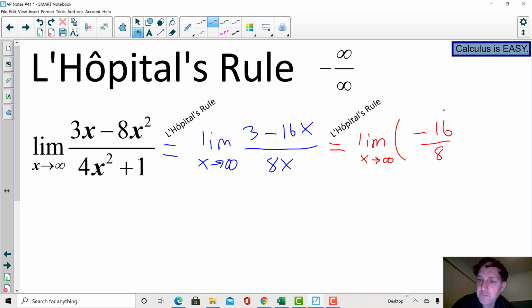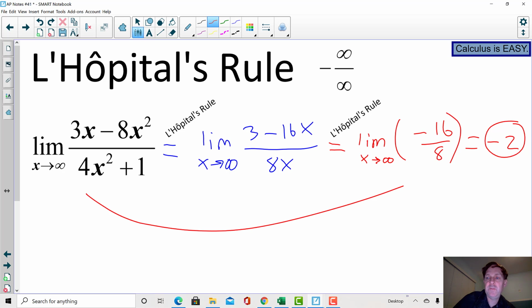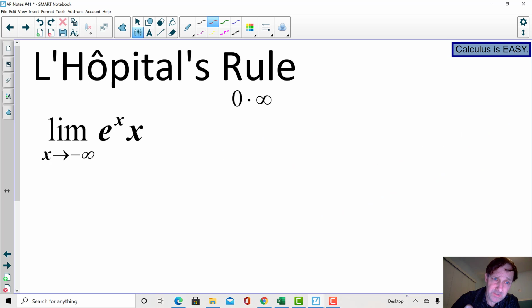And now we're doing the limit of a constant. That's just going to equal the constant, so we just get negative 2. So for this example, we had to use L'Hopital's rule twice, but we got the answer that we expected. This limit will equal negative 2. Now there are some other types of L'Hopital's rule, but for AP Calculus AB, we're pretty much just going to get 0 over 0 or infinity over infinity.